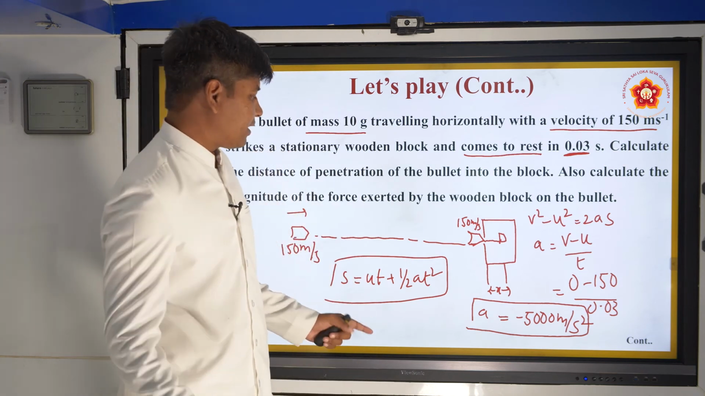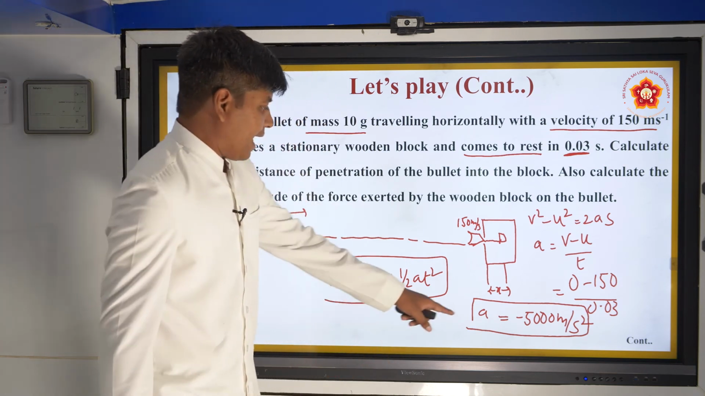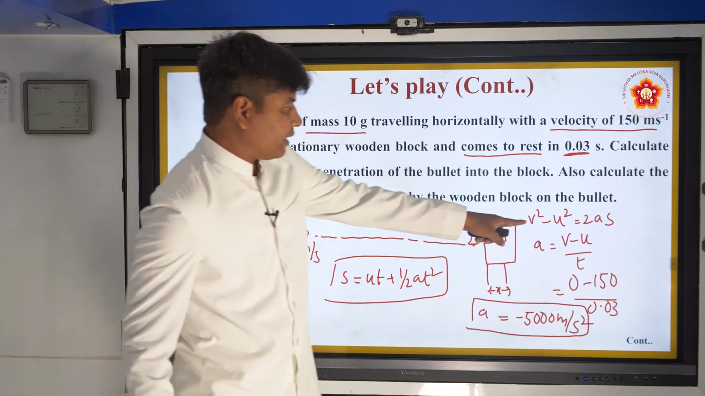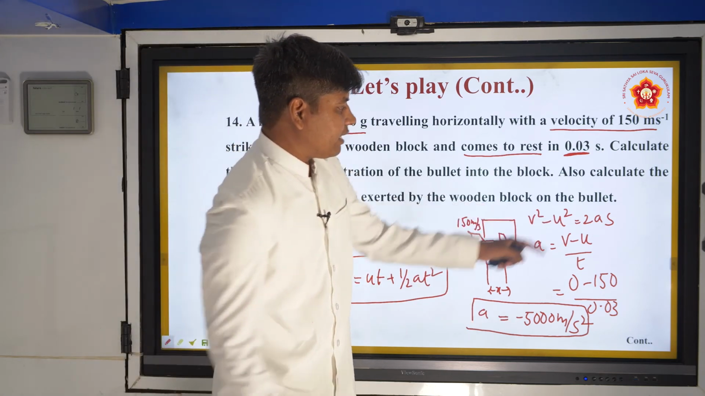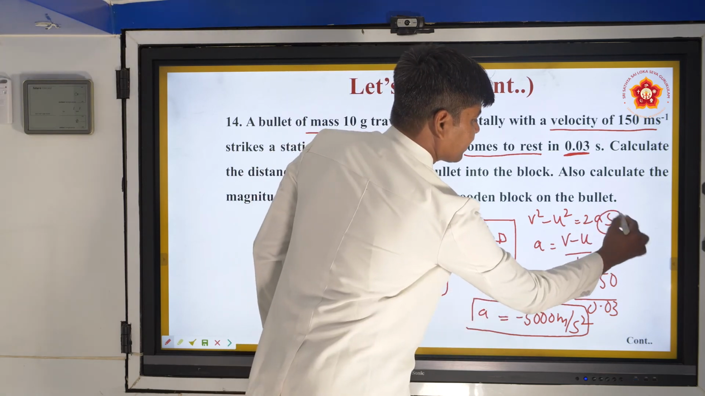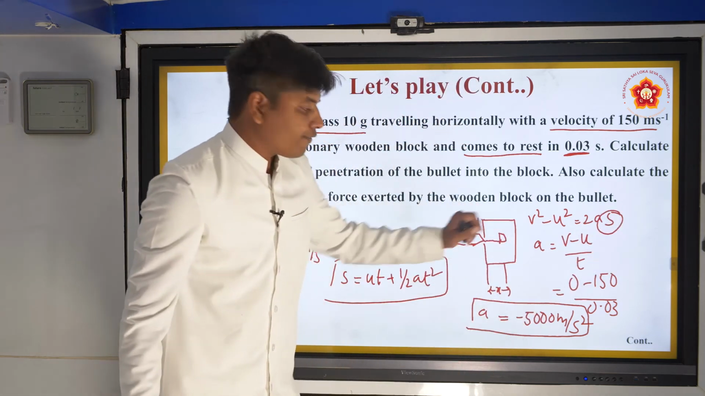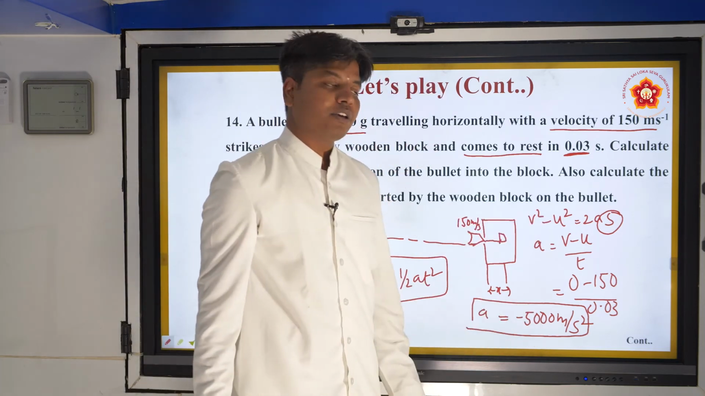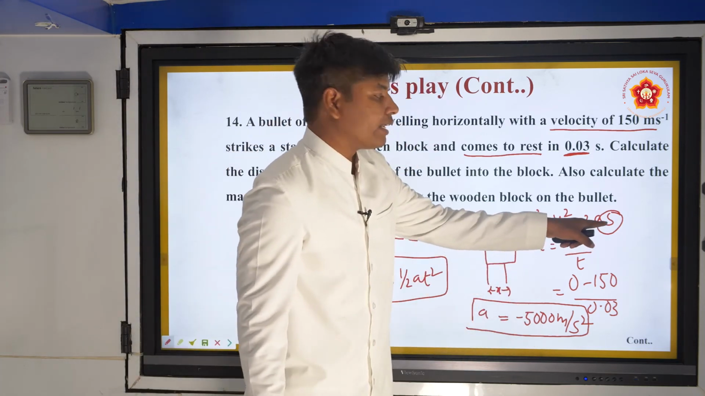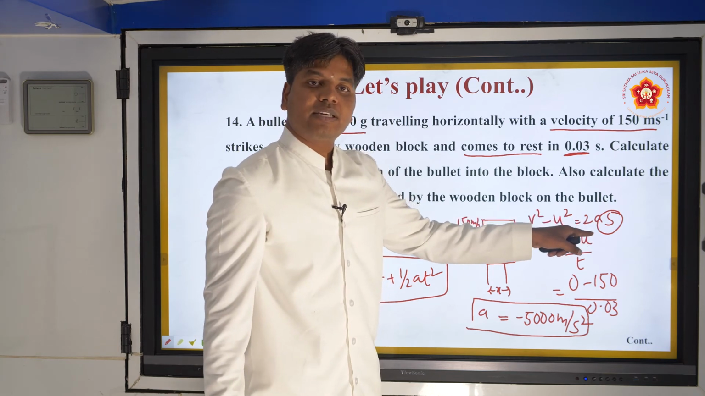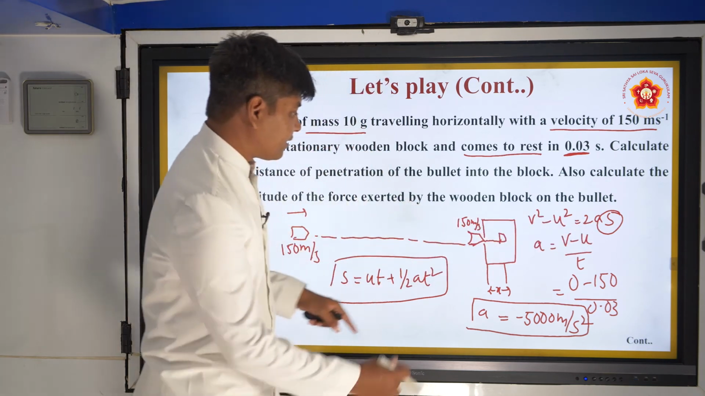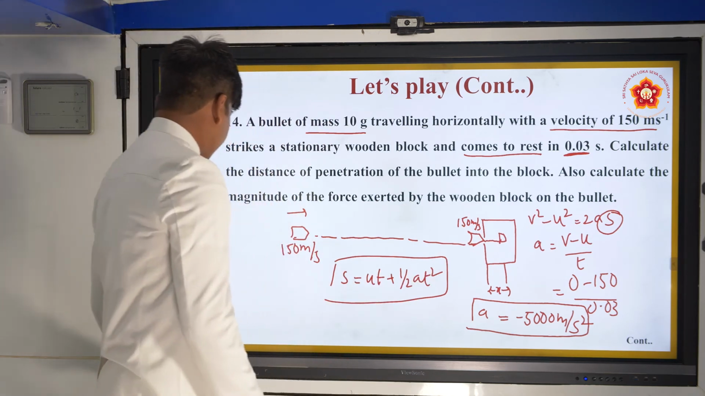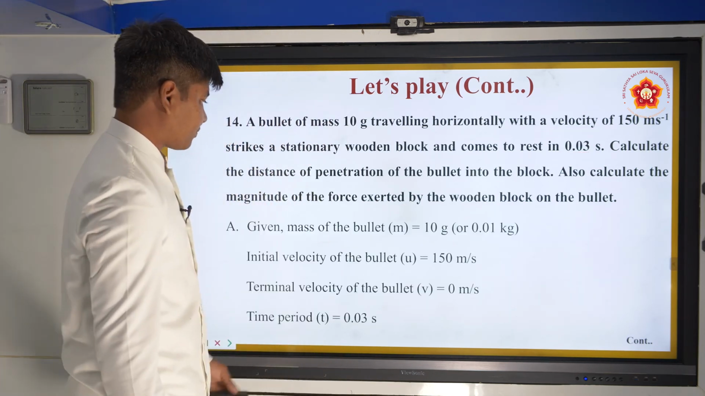Now it is very easy, right? You know acceleration, and using this you can easily find out the distance of penetration. You know the final velocity 0, you know the initial velocity, and now you know the acceleration. Using these three, you can easily find out the displacement, the penetration that is going inside the block. Let us go and see how we worked it out.